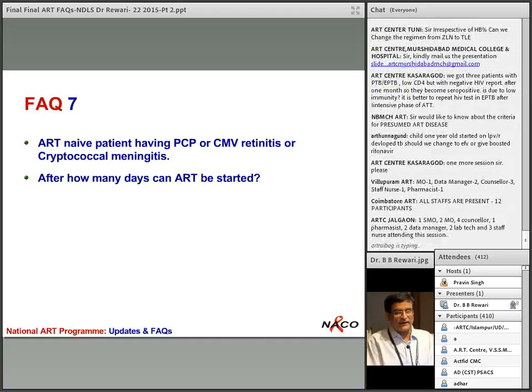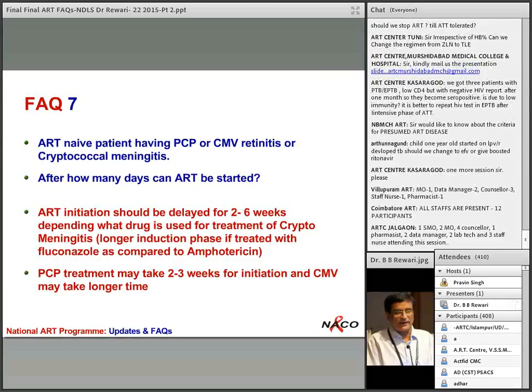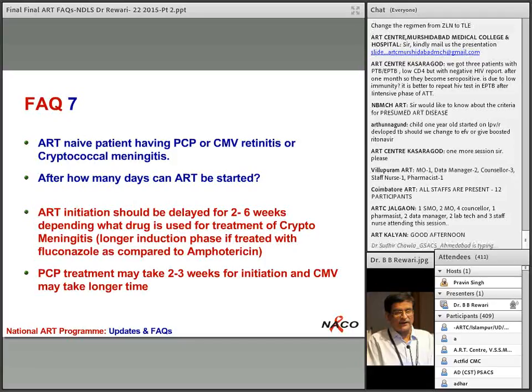Another question was, for some of the AIDS defining illnesses like PCP, CMV retinitis, cryptococcal meningitis, after how many days of initiation of treatment for the opportunistic infection can we start ART. ART initiation should be delayed for 2 to 6 weeks depending on what drug is used for cryptococcal meningitis. It is a very clear guideline that you should treat cryptococcal meningitis first, wait for 2 to 6 weeks till the treatment is completed. If you are using amphotericin B, or if you are using fluconazole, for some reason a longer induction phase will be required and you cannot use ART till that time.